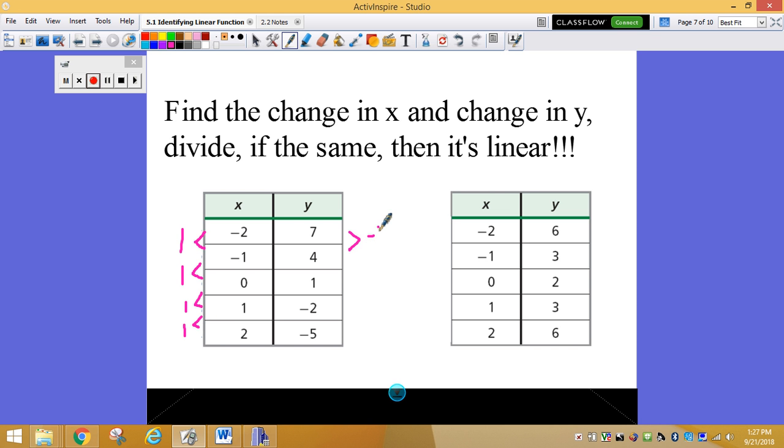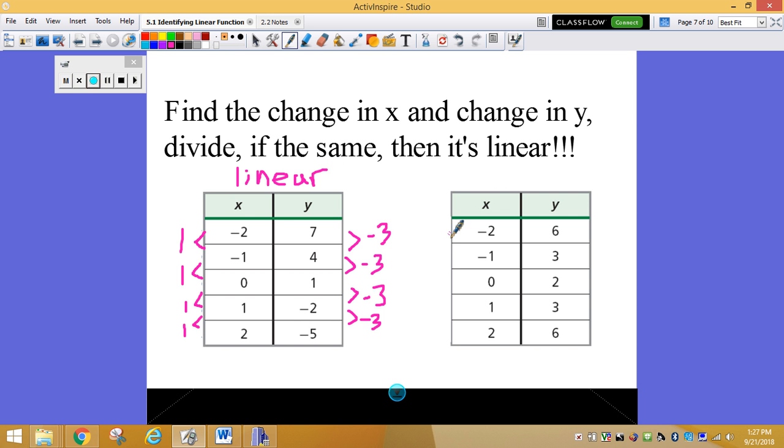7 to 4, I go down 3. 4 to 1, I go down 3. 1 to negative 2, I go down 3. Negative 2 to negative 5, I go down 3. All of the x's are changing by 1. All of the y's are changing by negative 3. It's the same, so I know it's linear. You don't have to divide if you get the same numbers on both sides. So I got all 1s on my x's and all negative 3s on my y's, so I don't have to do that division part.